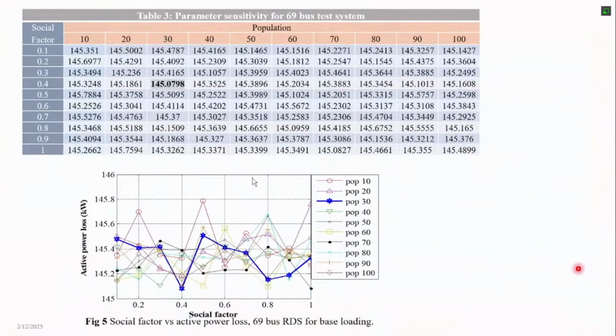Okay, an important point in the CSO algorithm is the social factor, one of its parameters, and how this social factor plays an important role. To see it, we have done a parametric analysis, varying this social factor over the range 0.1 to 1.